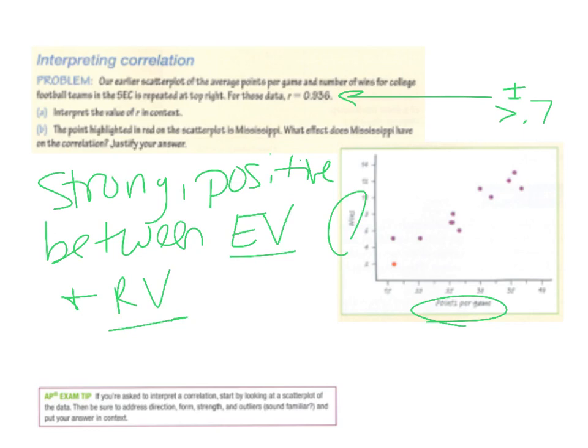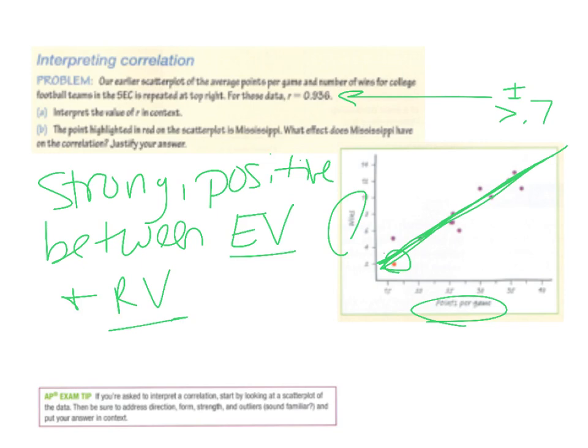Part B tells you that the point highlighted in red is Mississippi, which is this one down here. What effect does Mississippi have on the correlation, and justify my answer? Looking at my line, which would go through here, I would say that Mississippi actually makes the correlation stronger. Mississippi is very close to the line, if not on the line, and so Mississippi increases the strength of the correlation.